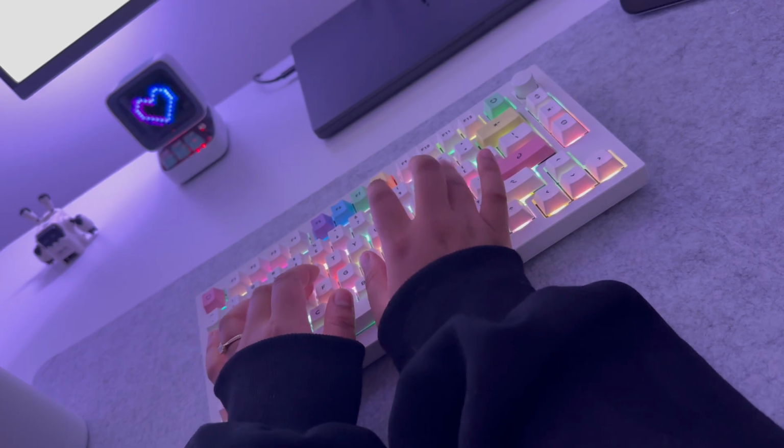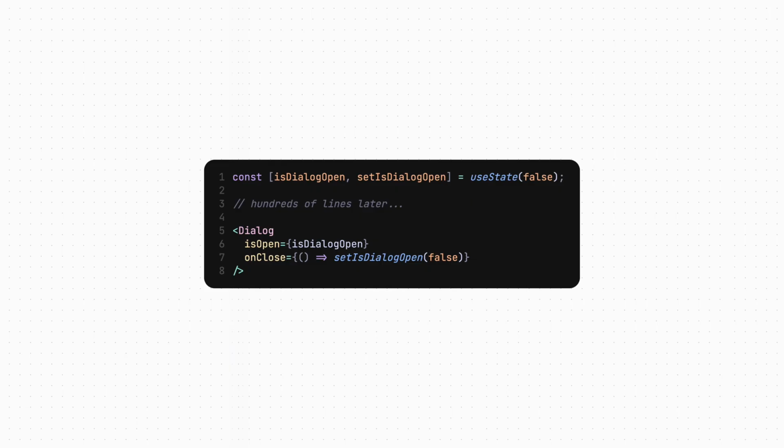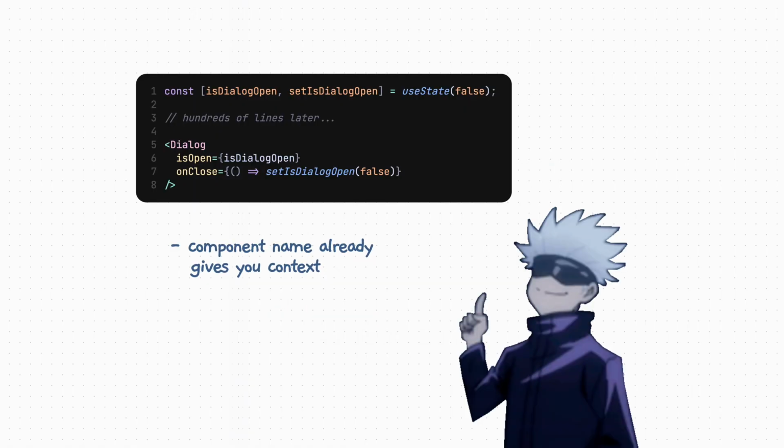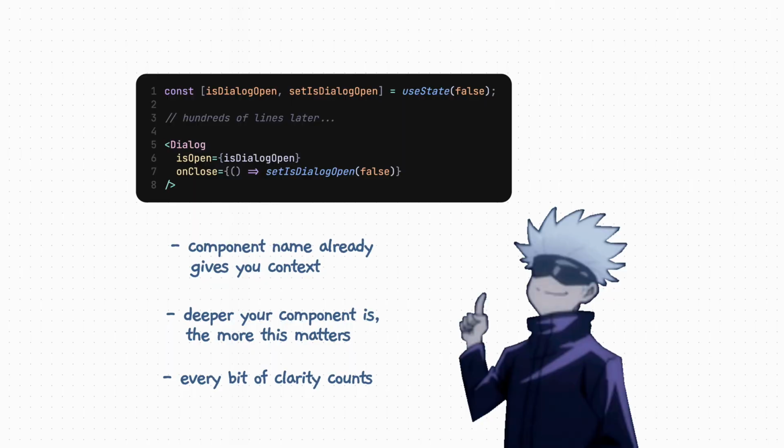Now here's the key insight. The state name in your parent component can still be verbose, like isDialogOpen, but the prop passed to the component can be simplified to just isOpen. Why? Because the component name already gives you context. In fact, the deeper your component is, the more this matters. By the time you're a few hundred lines into a file, every bit of clarity counts.